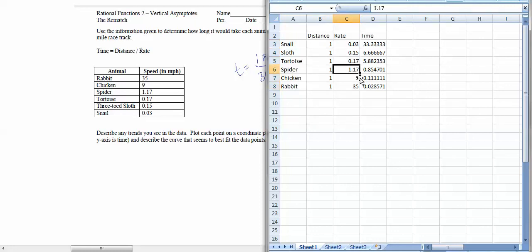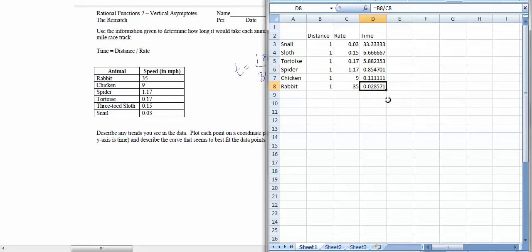And then I plugged in the information they gave me here, and then I said, okay, this cell right here is equal to the distance divided by the rate, as in this cell D3 is equal to B3 divided by C3. And then same over here, and so this is telling me the rates of the different things.